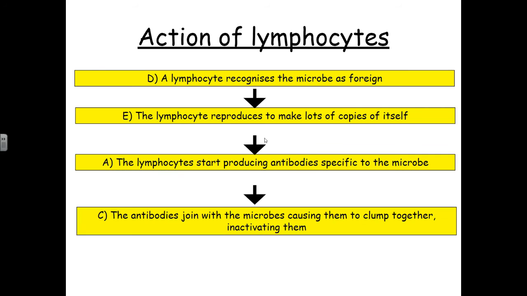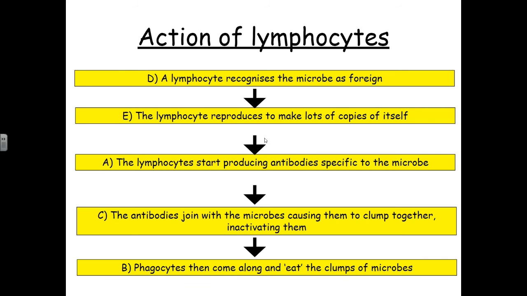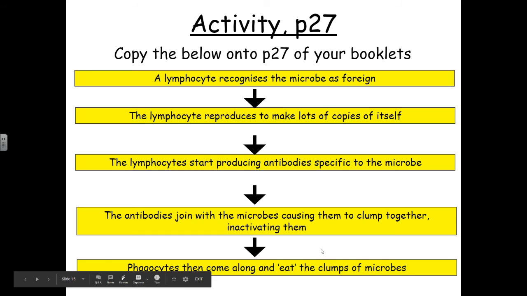So this is just a little summary of what you need to know. A lymphocyte recognizes the microbe as foreign, the lymphocyte reproduces and makes lots of copies of itself. Each of these lymphocytes can make hundreds and hundreds of antibodies that are identical to each other. The antibodies join with the microbe to cause them to clump together, and something called a phagocyte comes along and eats the clump of microbes. That is what you want to write on page 27 of your booklets.